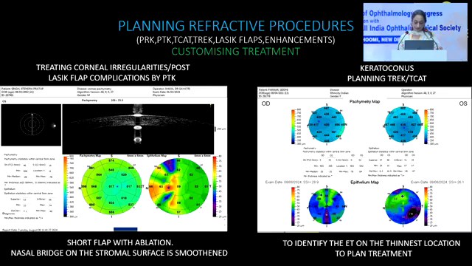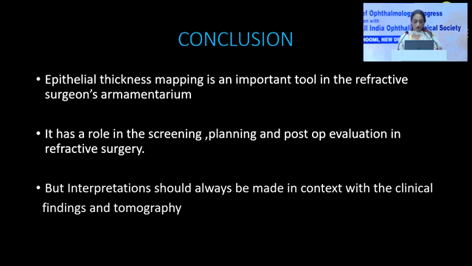So to conclude, epithelial thickness mapping is an important tool in the refractive surgeon's armamentarium, and it has a role in the screening, planning, and post-op evaluation in refractive surgery, but interpretation should always be made in context with the clinical findings and topography.